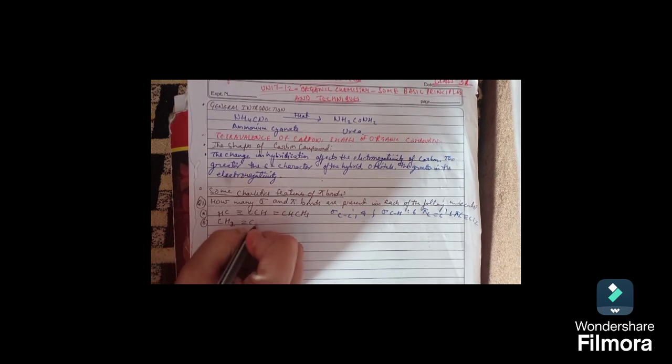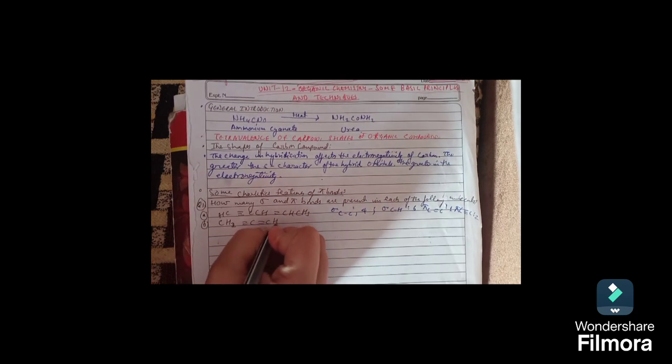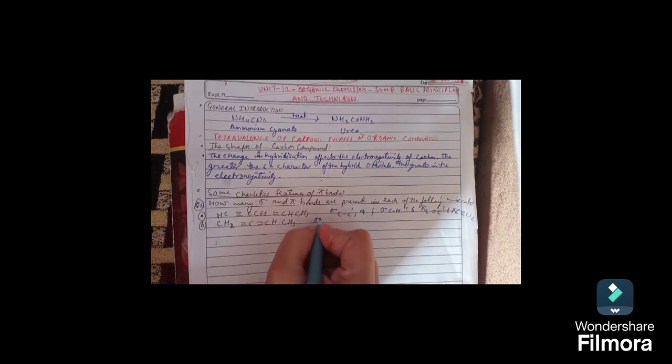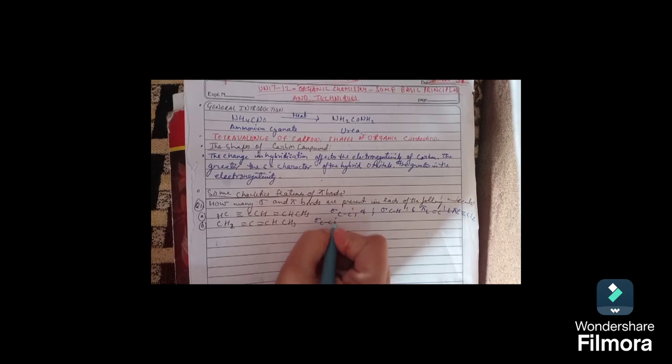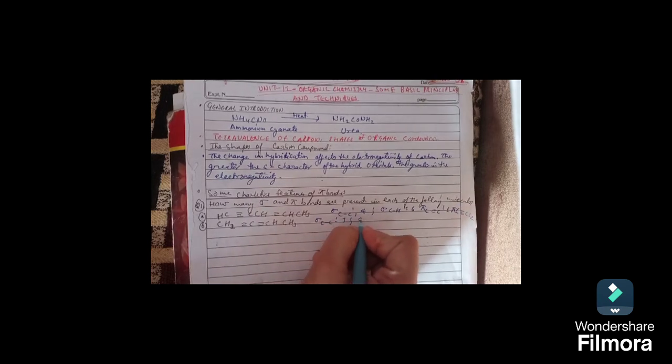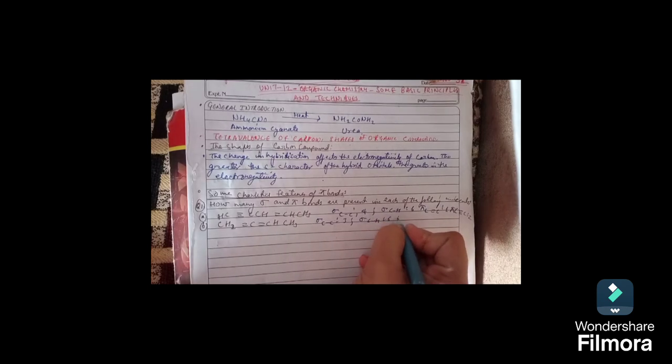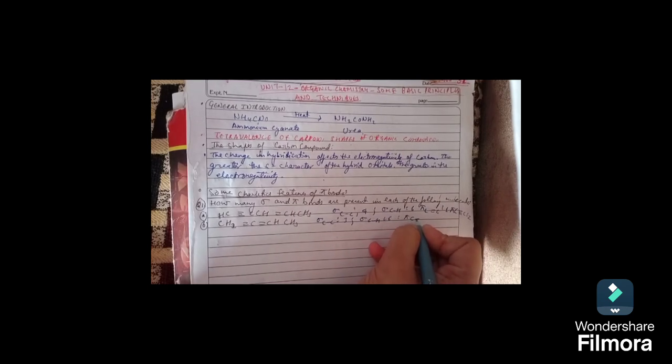Now for the other one, CH2=C=CH-CH3. Here, sigma carbon-carbon bonds are 3, sigma carbon-hydrogen bonds are 6, and pi bonds are 2.